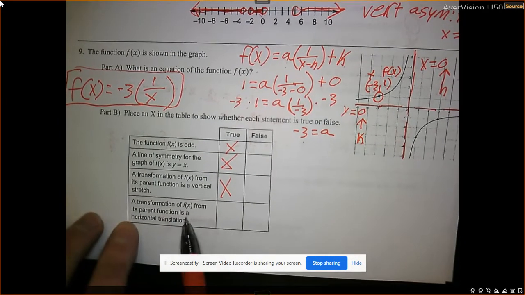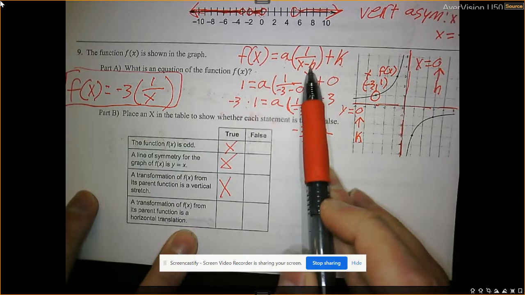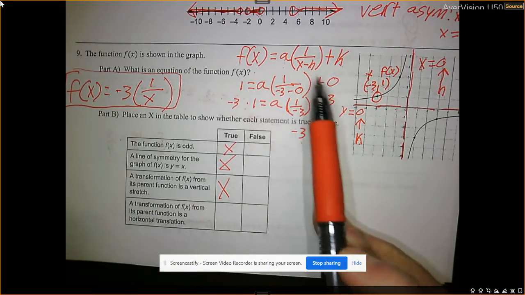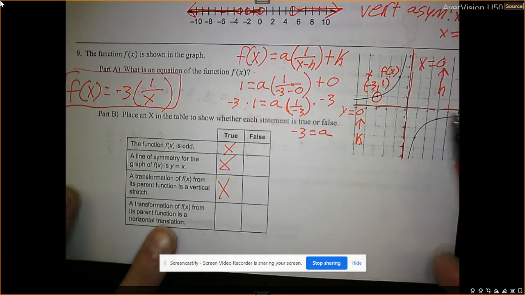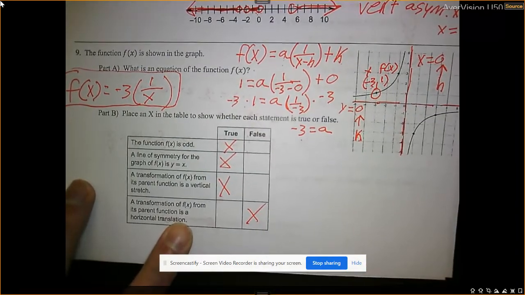Okay. Now, a transformation of f of x from its parent function is a horizontal translation. Remember, h is what translates us horizontally, shifts us left and right. Our h is 0, right? Our h is 0. This has not been translated left or right at all, so this is false.